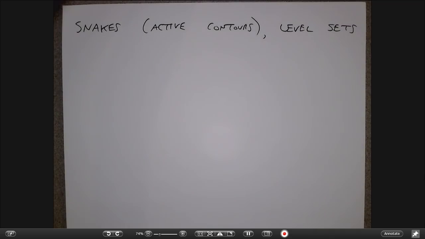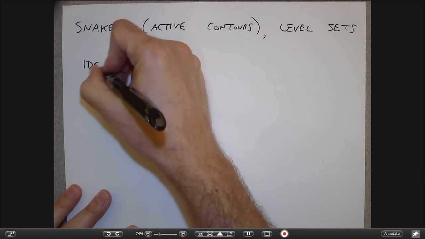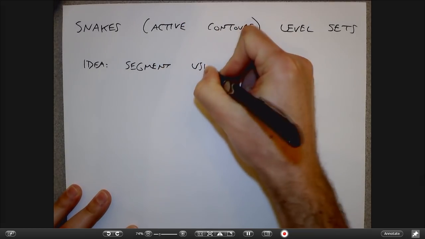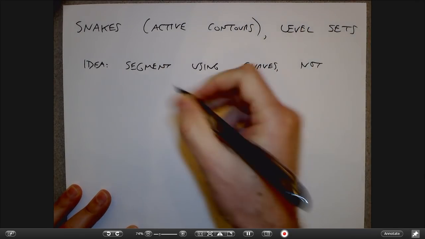You think about things in terms of shapes. And so that's the philosophy today: instead of pixel level segmentation, we're going to talk about curve level segmentation. And the curve is going to be the key concept that we talk about today. So the idea is to segment using curves, not pixels.